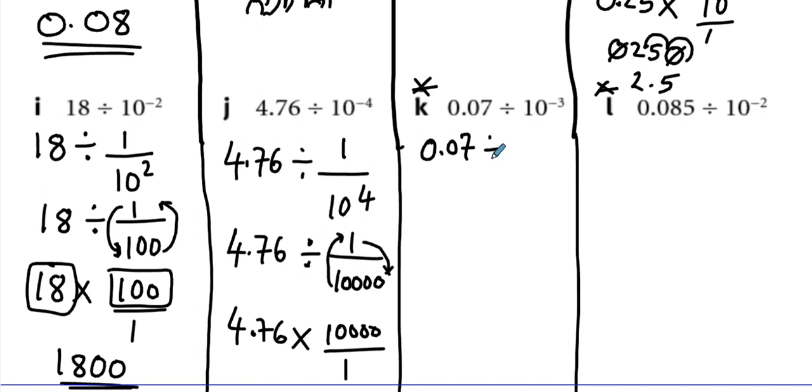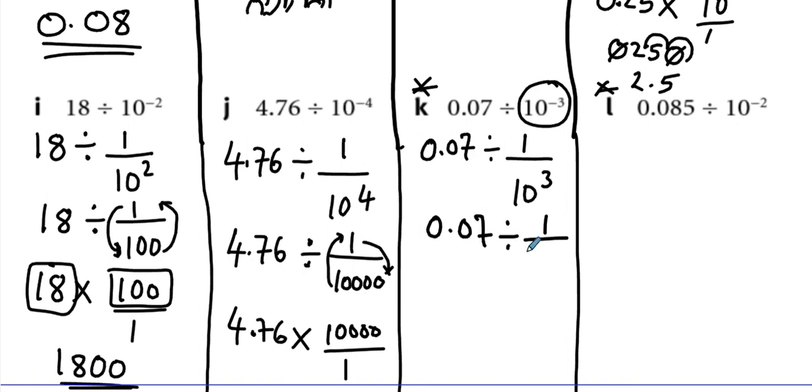0.07 divided by, do the reciprocal because that is a negative power, so it will be 1 over 10 to the power 3. So this will be 0.07 divided by, then work out 10 power 3, which is 10 times 10 times 10, so 1000. So this will go up, this will go down, and this will be 0.07, and this sign will become times. The bottom goes up, the top goes down. This will be 1000 over 1.